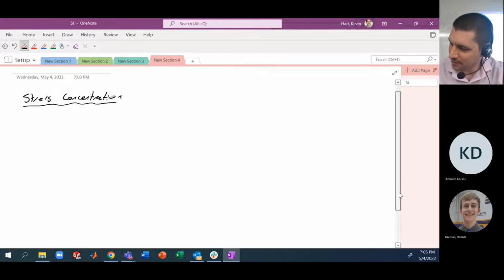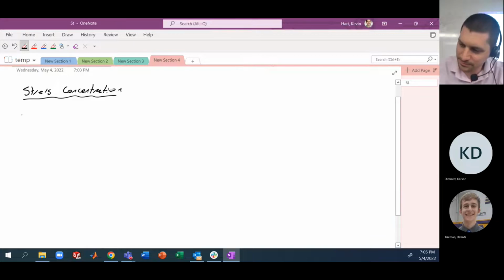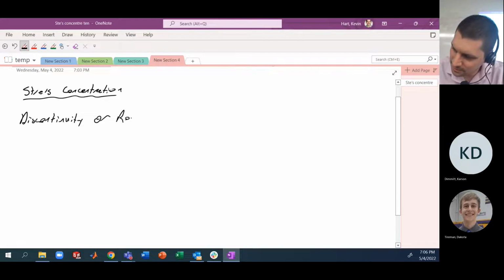Okay, remember that if we have some discontinuity in a material, or a fillet or something, a rounded edge, stress can be amplified.